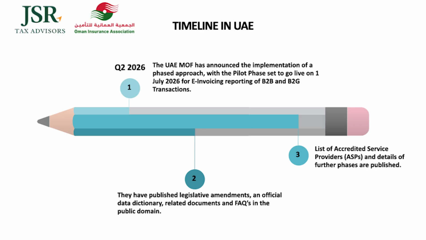At present in UAE, there are around 8 ASPs. This list gets updated every week as and when they clear the accreditation or certify the ASPs. UAE has already released a lot of legislative changes and the data dictionary. So that's why we will take examples from UAE.